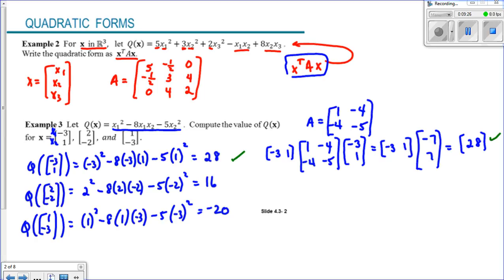If you went through and did the same thing using these other two vectors, you would get the same value. It's just a matter of which form you're using. Are you using the x transpose A x form, or are you using the more standard function form that we're used to seeing? Here's where you can really see it's a quadratic. Over here it's kind of hidden with the matrices.